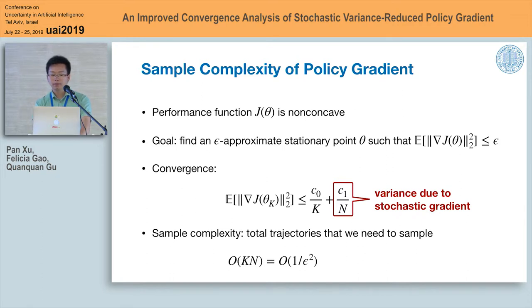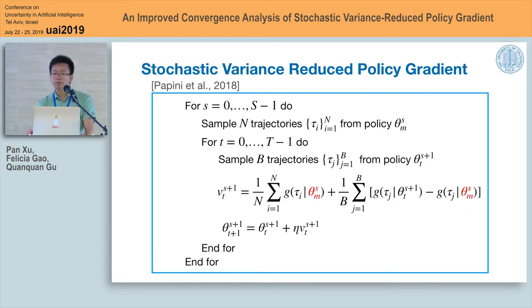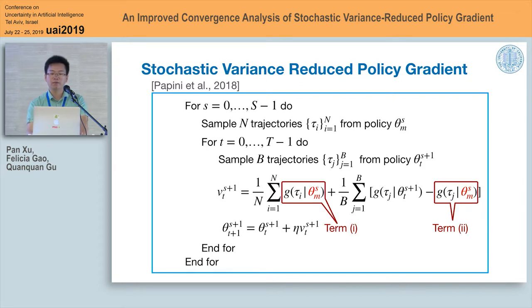stochastic gradient approximation. So in order to reduce the total sample complexity, we can construct a new estimator that can reduce this variance. In particular, the stochastic variance reduced policy gradient is an algorithm that consists of multiple epochs. Within each epoch, we run gradient ascent, but the gradient V_t here has two additional terms compared to the REINFORCE algorithm, and both terms are calculated from the data sampled from the policy theta_s, which is the policy at the beginning of this epoch. The difference between these two terms serves as a control variate to reduce the total variance of this V_t, the stochastic gradient.